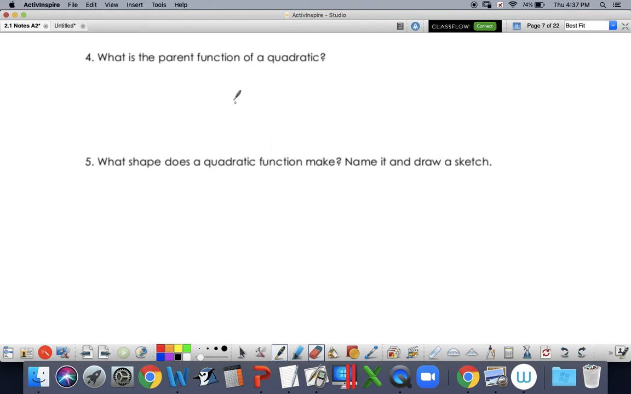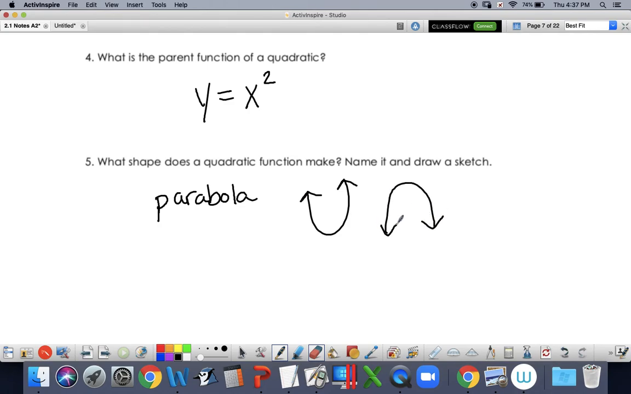So a quadratic function is whenever you see an x squared. So if your biggest exponent is an x squared, not an x cubed, not an x to the fourth, but an x squared, then you have a quadratic function. And quadratic functions make a parabola shape. This may or may not be something you have heard before. A parabola shape is a U shape, and it can be either going up or going down.